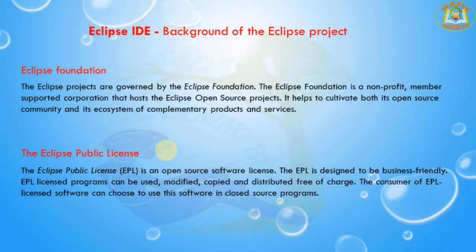Next, I'm going to discuss the Eclipse Public License. The Eclipse Public License is an open source software license. The EPL is designed to be business friendly. EPL licensed programs can be used, modified, copied, and distributed free of charge. The consumer of EPL licensed software can choose to use this software in closed source programs. Only modifications to the original EPL code must be released as EPL code.